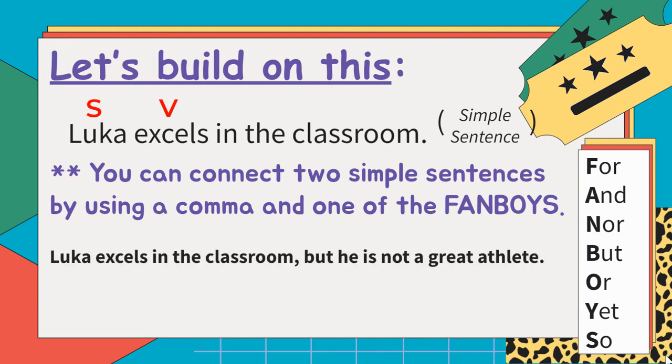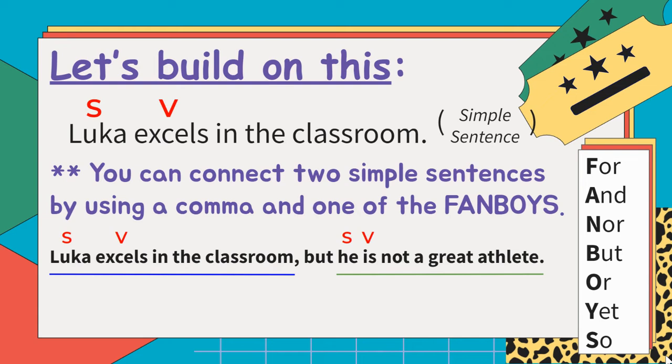Let me give you an example. Luca excels in the classroom, but he is not a great athlete. So here's my first sentence. Luca excels in the classroom. I have a second sentence here. He is not a great athlete. In this sentence, what's the subject? The subject is he. He is who we're talking about. What's my verb? It's one of our classics, one of our favorites. It's is. He is not a great athlete.